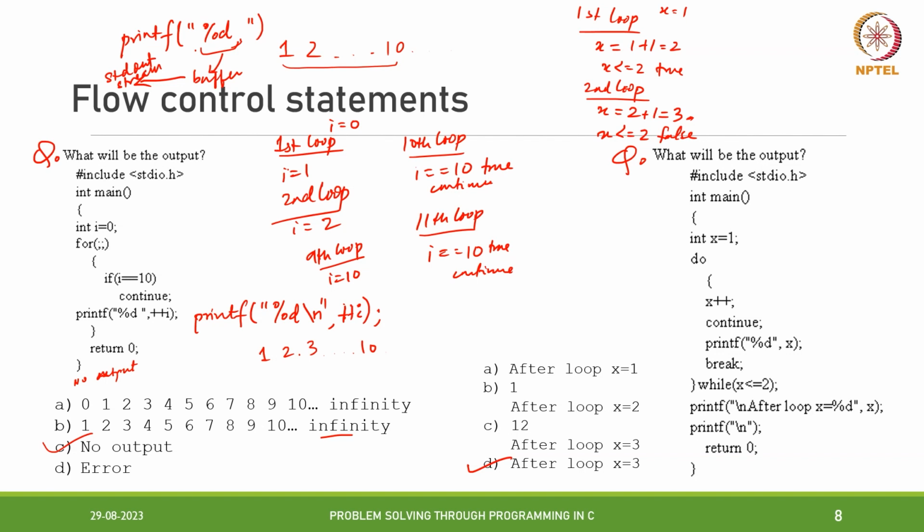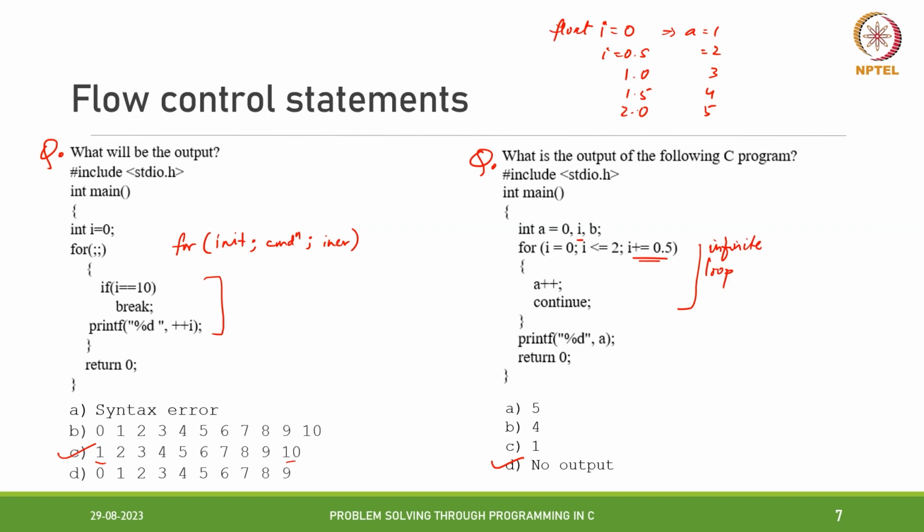Sir, if we place \t, still it will be the same? So any special characters will suffice. Instead of \n, if we put \t, then also it is fine. It will still print 1 tab space 2 tab space 3 tab space 4 and so on, up till 10, and then the program will run, but there will be no output. Okay, sir. So this is an empty for loop basically. You are not specifying anything.